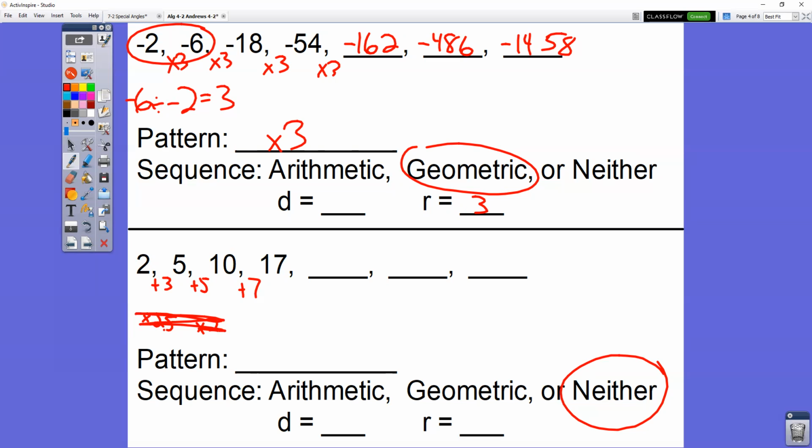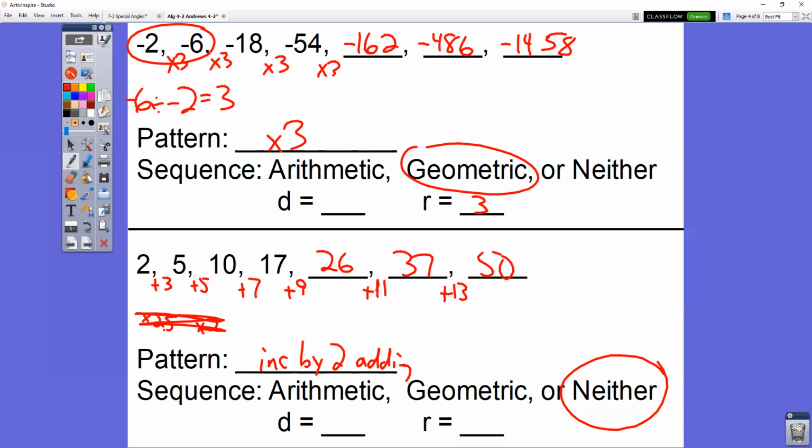Well, this is actually the pattern that you have here. We're adding by 3, adding by 5, adding by 7. If we keep on with that pattern, it's increasing by 2 each time that we're adding. So +7, +9. So this is going to be 26. +11. This is going to be 37. +13. This is going to be 50. So this is a neither pattern.